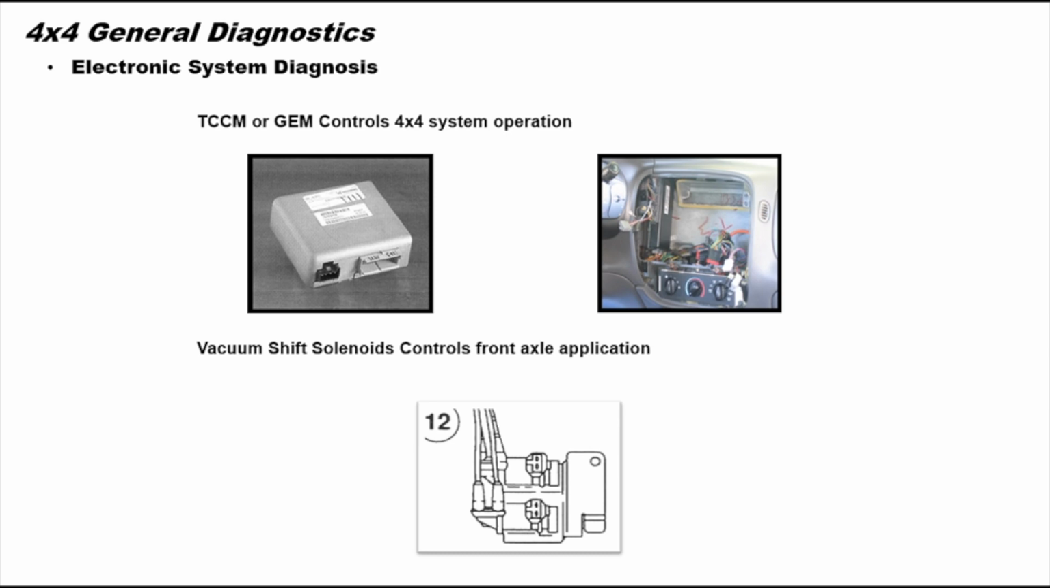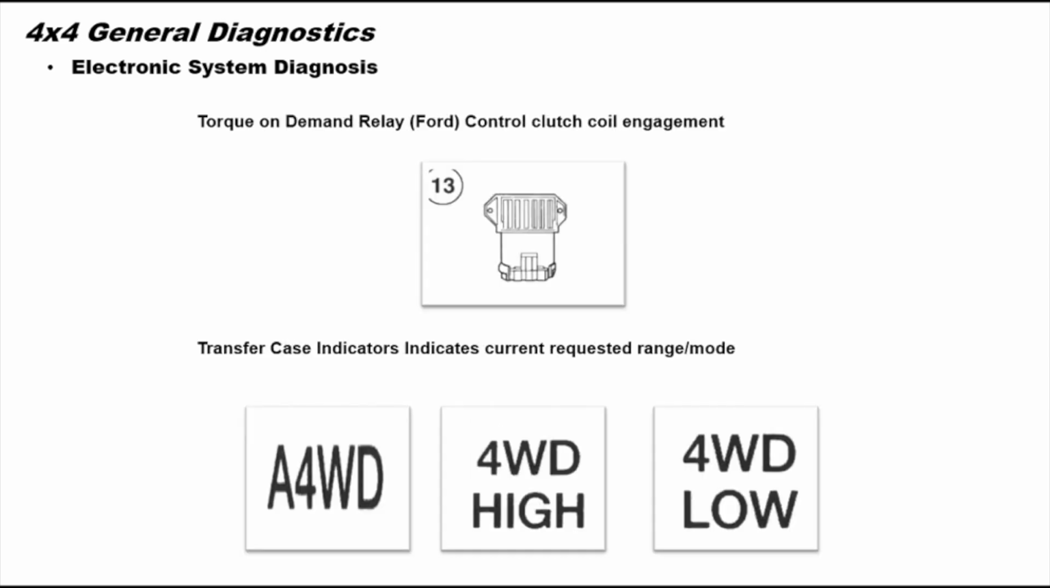The vacuum switch solenoids control the application of the front axle system on systems equipped with a vacuum-controlled front differential. The torque-on-demand relay is used on the Ford system to control the clutch coil engagement during torque-on-demand conditions. The transfer case indicators indicate the current or requested range selection. Indicators may vary by application or by manufacturer.